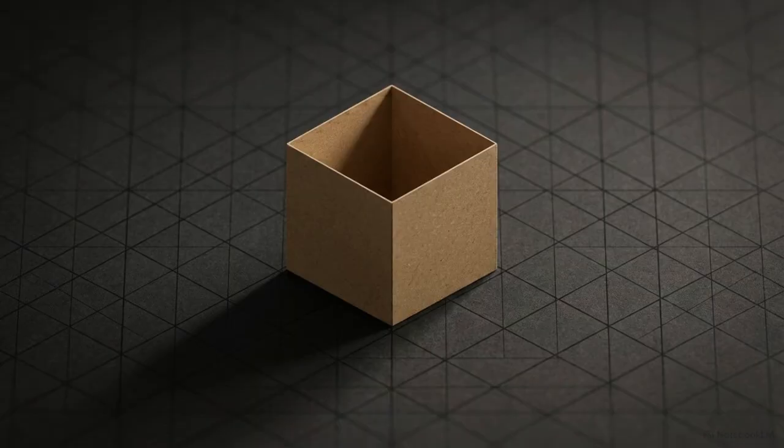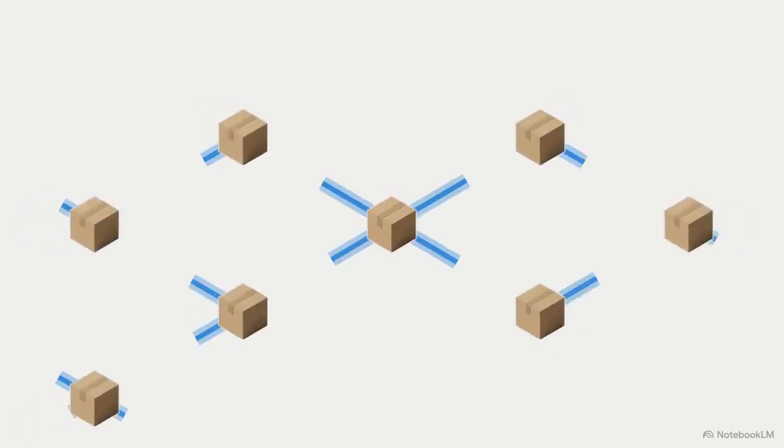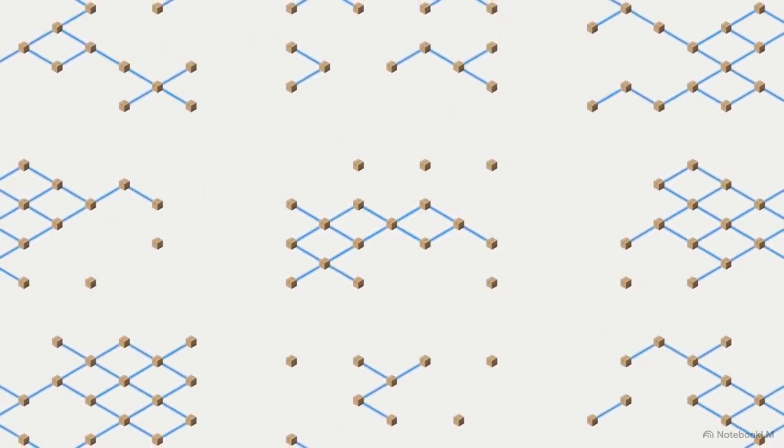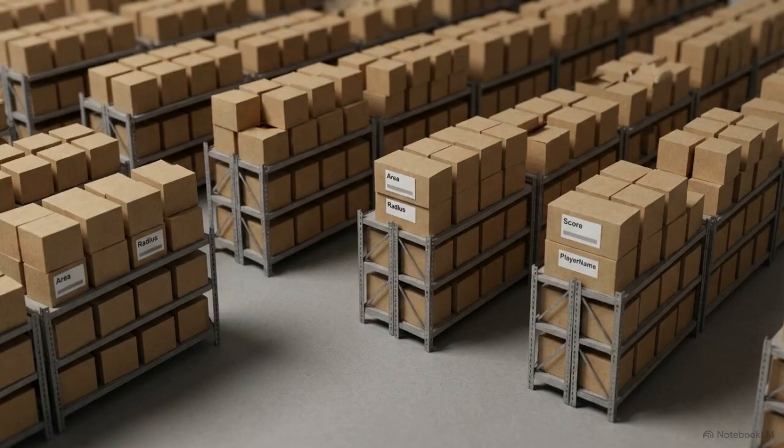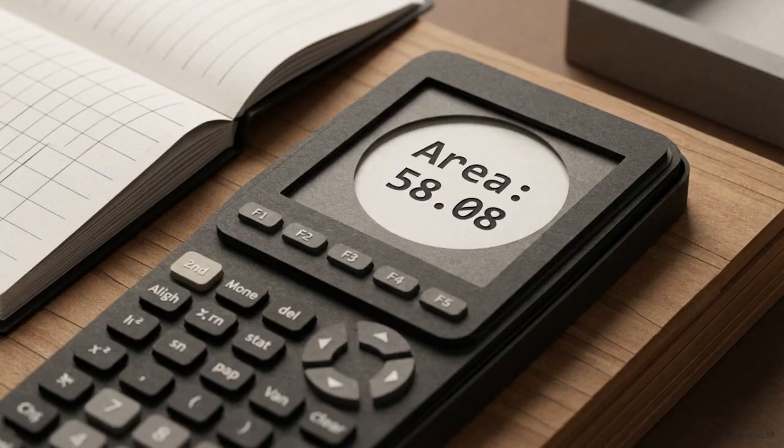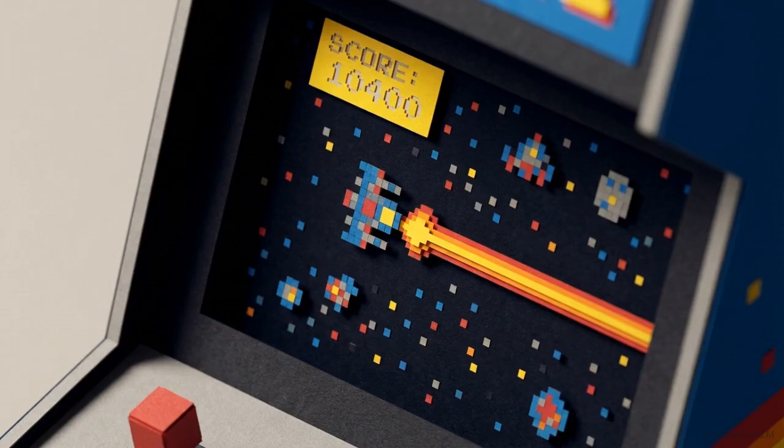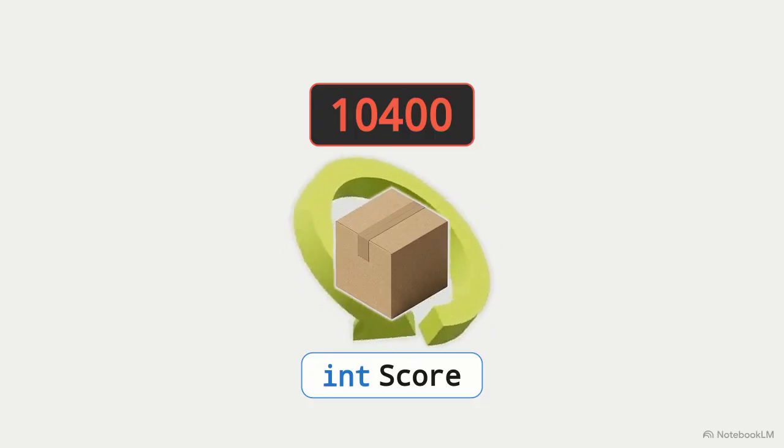We have seen how a single box works. Now we can look at how those boxes form a complete system. Complex software relies on hundreds or thousands of these simple boxes working together. Whether you are building a simple calculator for class or tracking a player's score in a game, you are using these same steps to store and update data.